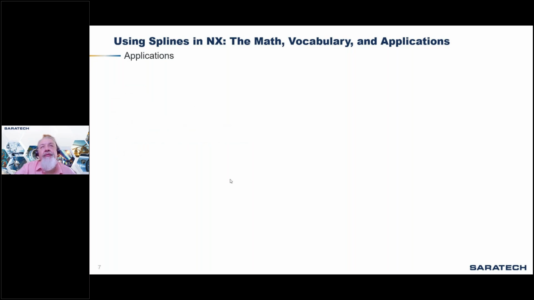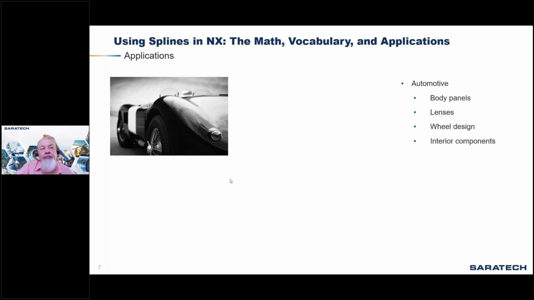Okay, so the first thing we're going to talk about are some applications for splines. Splines are used throughout the design industry. Here are just a few of them. We have automotive, where we use splines to create those shapes that can't be addressed with a simple line or an arc. And those kind of applications include body panels, lenses, wheel design, and also interior components.